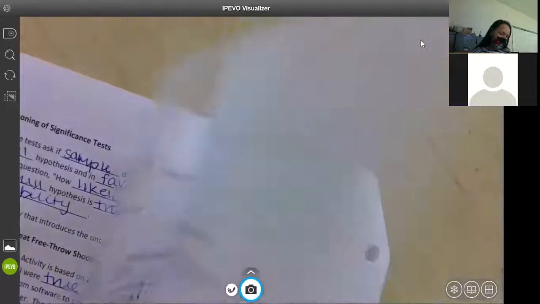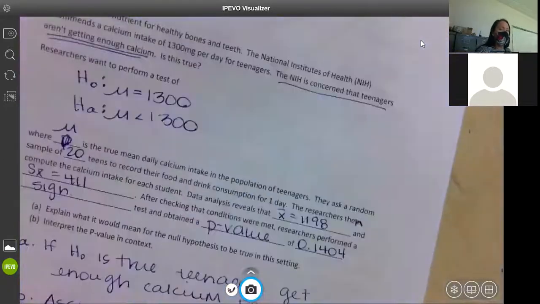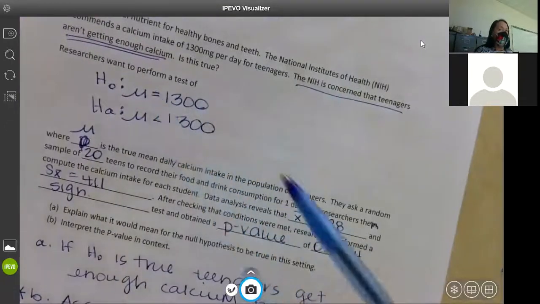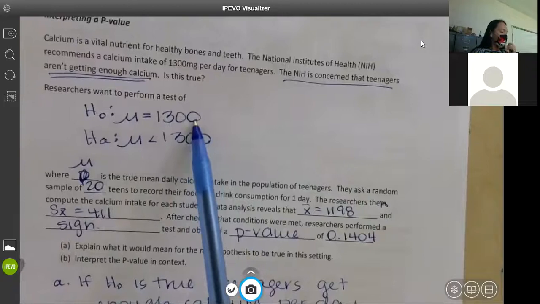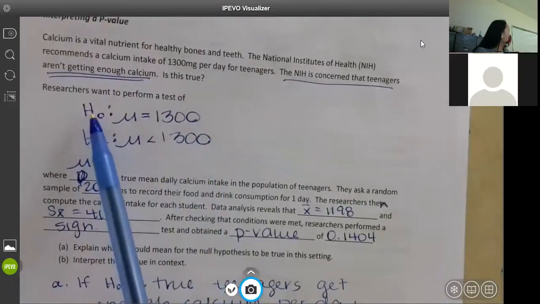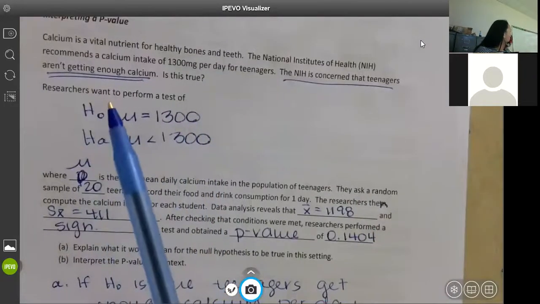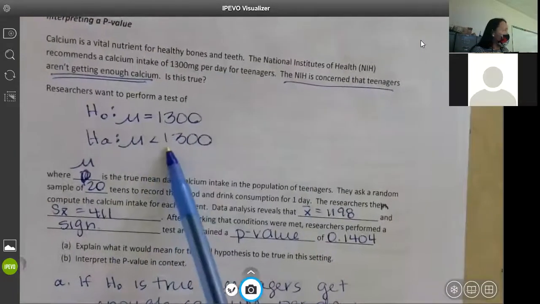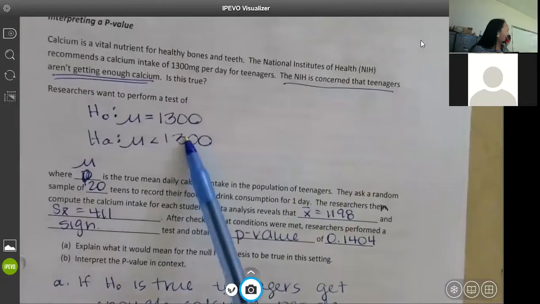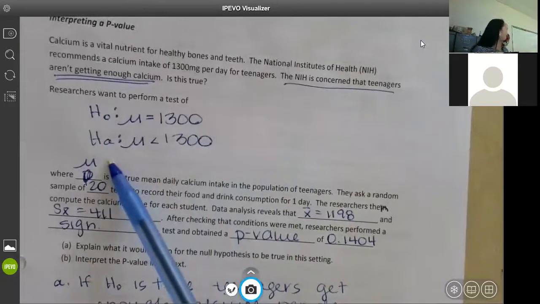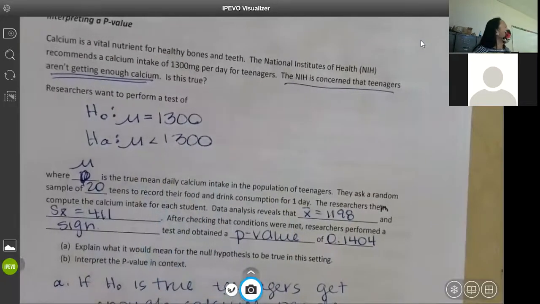All right, so if we went back, just one page back, and we found out that the mean was equal to 1,300, we would fail to reject H sub O. That means we're going to keep it. If we found out it was less than 1,300, so it was like 1,200, then we would reject H sub O in favor of H sub A. Okay, so those are the answers that you're going to give.